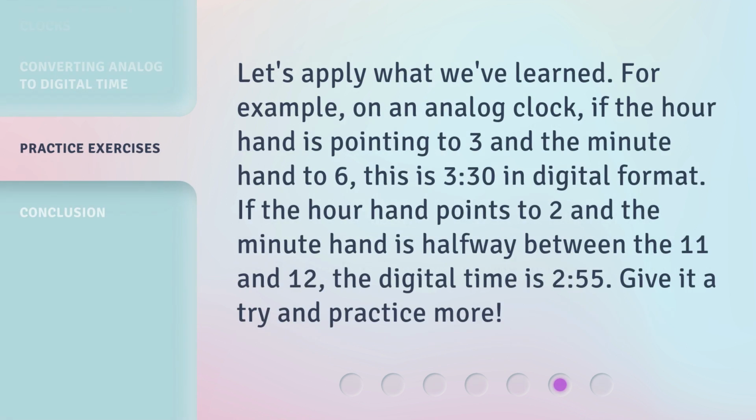Let's apply what we've learned. For example, on an analog clock, if the hour hand is pointing to 3 and the minute hand to 6, this is 3:30 in digital format. If the hour hand points to 2 and the minute hand is halfway between the 11 and 12, the digital time is 2:55. Give it a try and practice more.